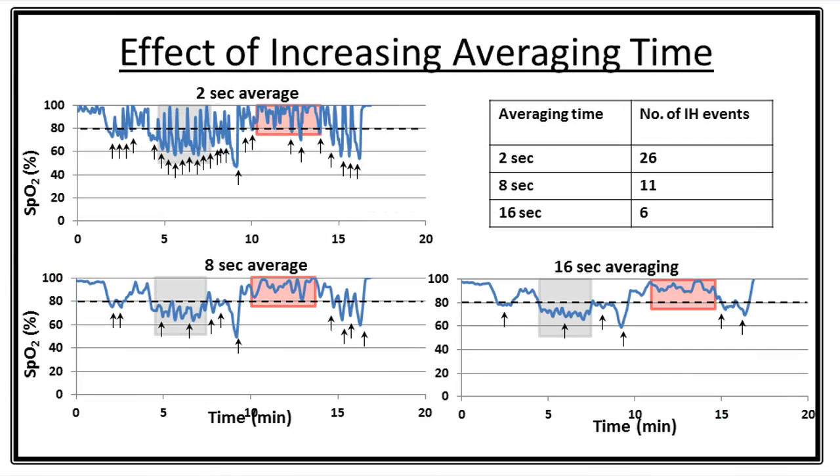In the top tracing, we see an oxygen saturation tracing from a preterm infant during periods of periodic breathing where the infant was exhibiting a high number of short self-resolving desaturation events. If we set the alarm threshold at 80%, we can see that with a short averaging time of 2 seconds, the infant exhibited 26 alarms. If we now increase the averaging time during this same period, we can see that a longer averaging time can decrease the number of alarms all the way down to 6 with this averaging time of 16 seconds.